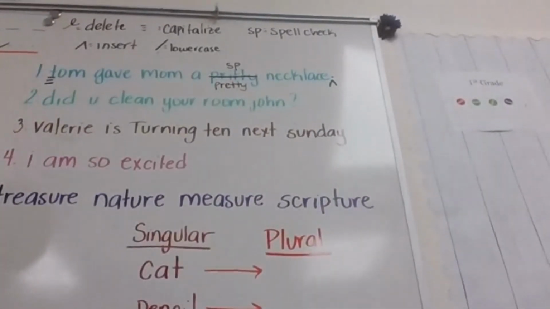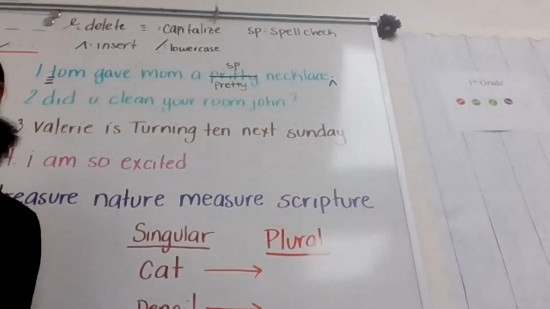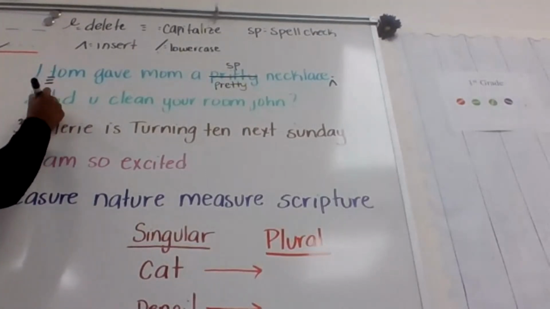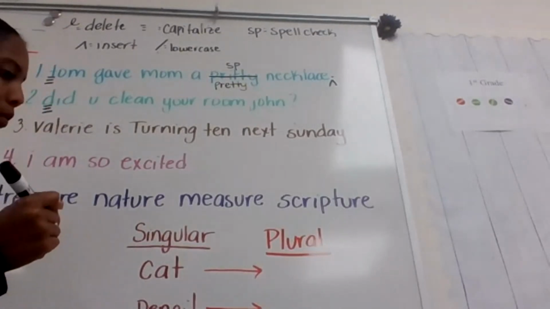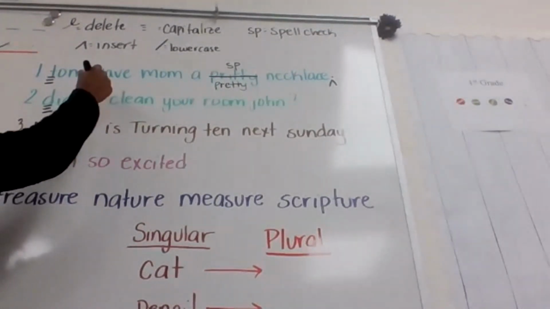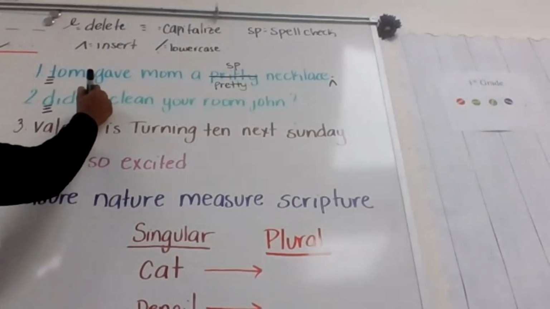Number two, did you clean your room, John? Okay, how should I have written this one correctly, Carly? Capitalize the D. First letter D, capitalize. And spell check. Spell check where? Spell check on you. This is not the correct way to spell you. How do we spell you? Y-O-U. Okay.